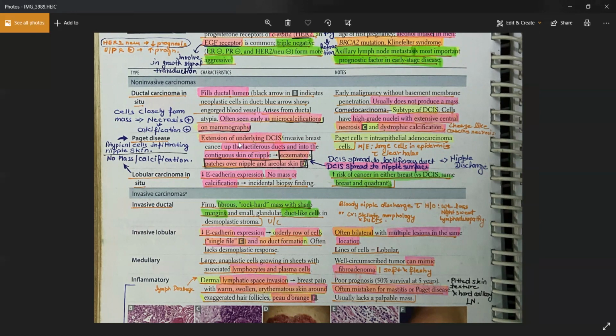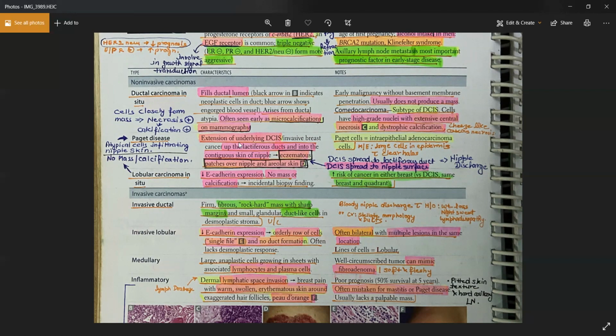Okay, so first, the cancers can arise from the lobules because most of the time this cancer arises from the TDLU, right? The terminal duct lobular unit that contains the lobules and the ducts. So these tumors can arise from the lobules, or from the ducts. When the tumors arise from the ducts, you call it a ductal carcinoma, and when the tumors arise from the lobules, you call it a lobular carcinoma.